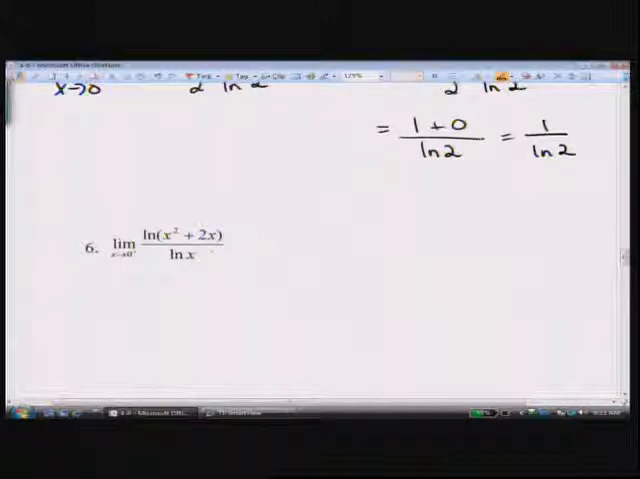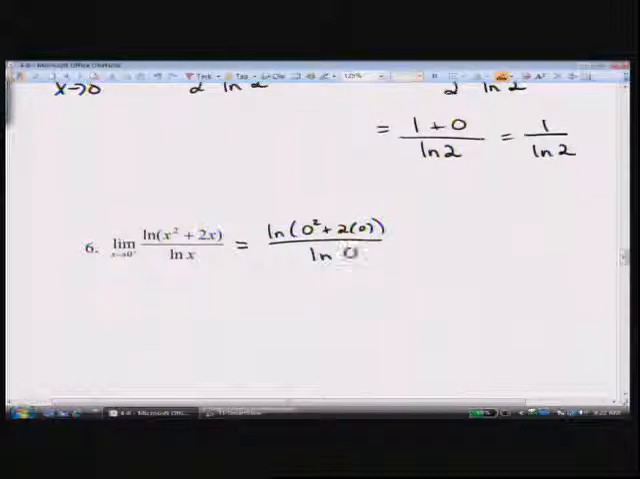All right, but before we do the derivative, we have to make sure that this in fact works. So you need to do the plug-in. This is going to be the ln of 0 squared plus 2 times 0, over the ln of 0. Now, you may know that you can't take the natural log of 0, right? Do you guys remember that? It's not defined in the domain. E to no power will ever be 0.